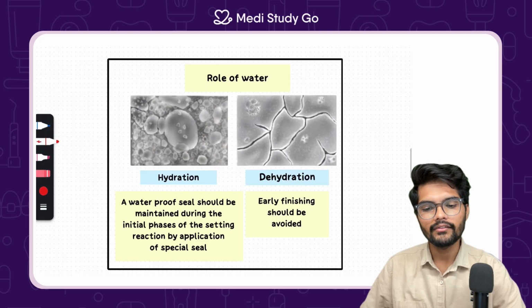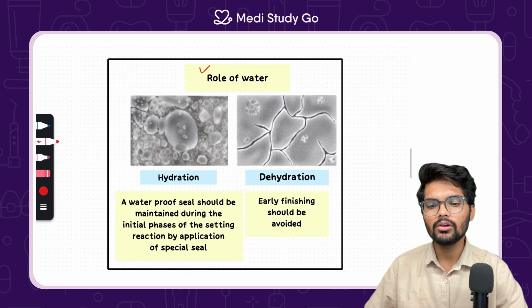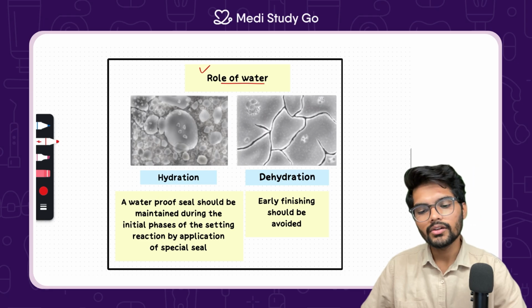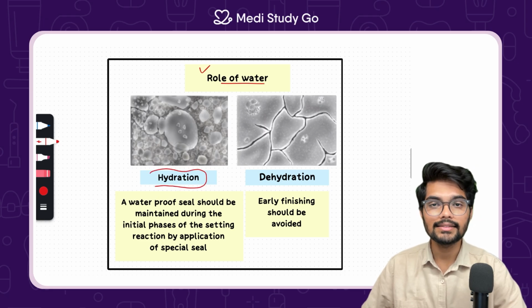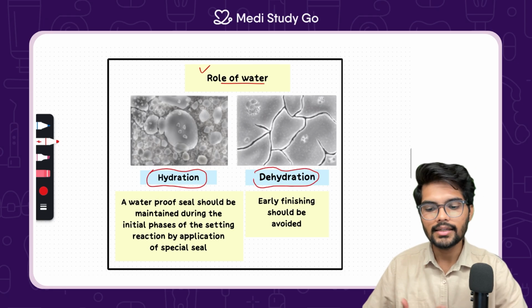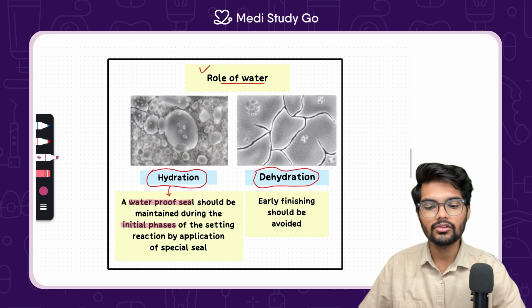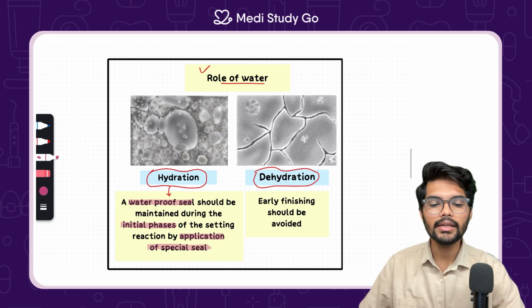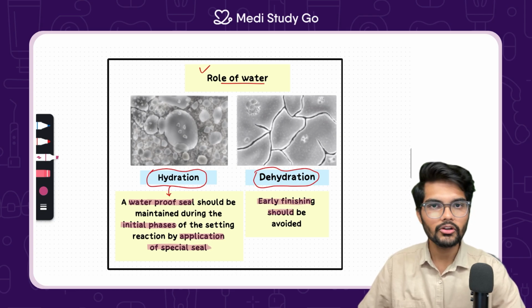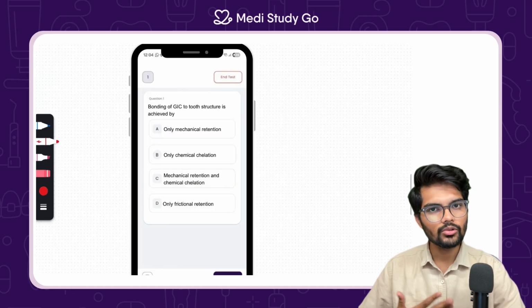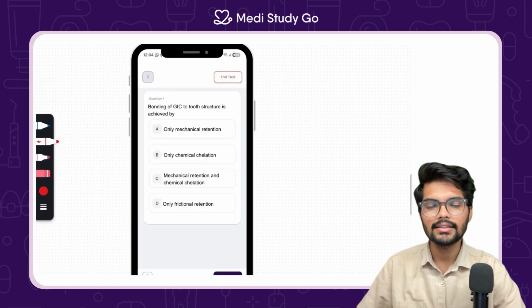Now here again we have a diagram which tells us about the role of water in GIC. The first thing we see is hydration, and the second is what happens by dehydration. So basically, a waterproof seal should be maintained during the initial phases of the setting reaction by application of a special seal, and early finishing should be avoided because that might cause dehydration. Now let us go through a few questions which will help us memorize this topic.